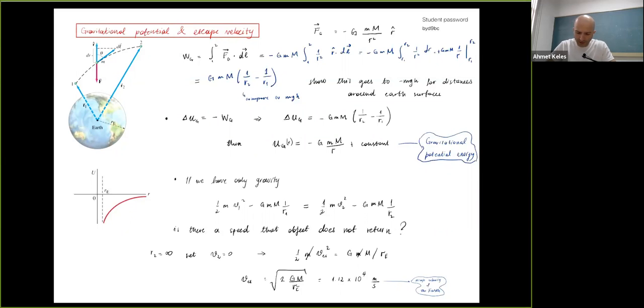Let's see. Can you show that this expression goes to what we initially introduced, like mgh, as r1 and r2 go to, say, r earth? Show this goes to mgh. For distances around the Earth's surface, what this means is r2, let's call it r earth plus h, and r1 is equal to r earth, and we assume that r earth is much, much larger than h. Can you show this?